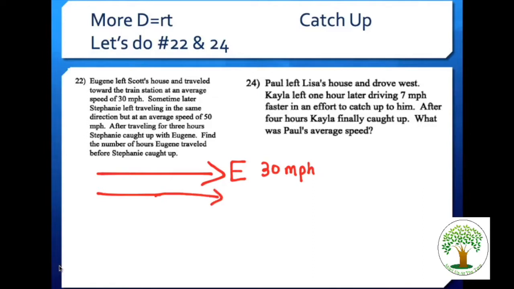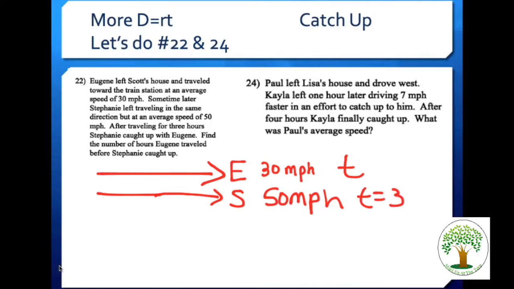What does that mean if she caught up? What does that mean their distances at that point are? They're equal. Stephanie went 50 miles an hour. And how long did it take her to catch up? 3 hours. So I don't know about the 3 yet, but let's see here. It says, find the number of hours Eugene traveled before Stephanie caught up. So which of these am I making the T for? Eugene or Stephanie? Eugene is the T, because that's the time we're looking for. It says, find the number of hours Eugene traveled. But what is the time for Stephanie? 3 hours. So I'm going to write over here, t equals 3 for her.